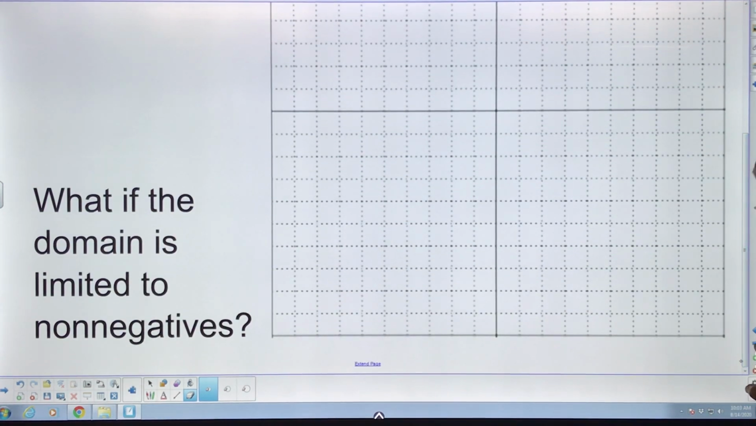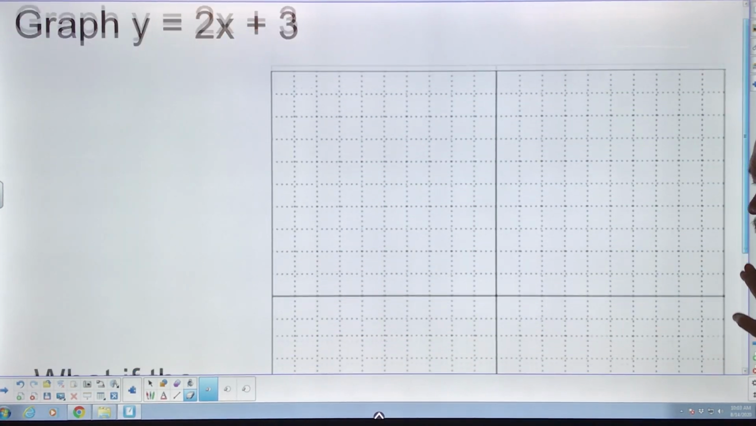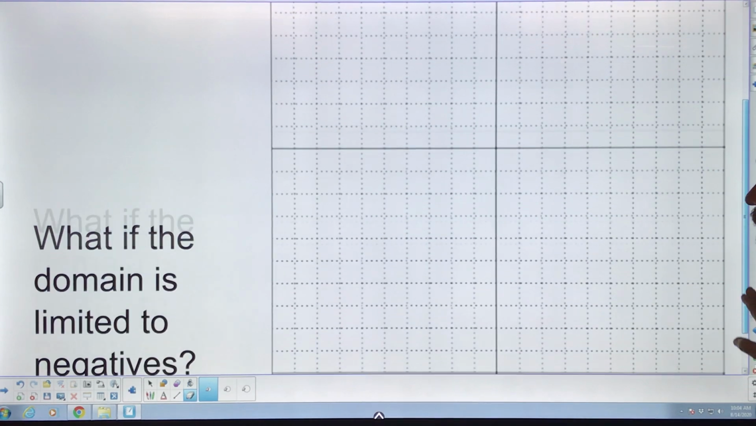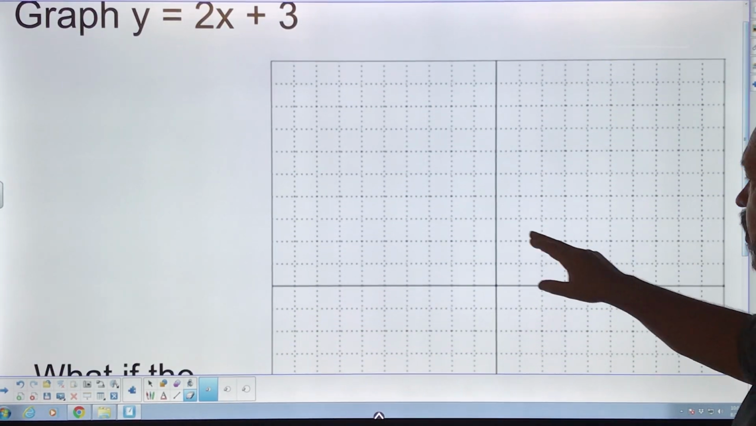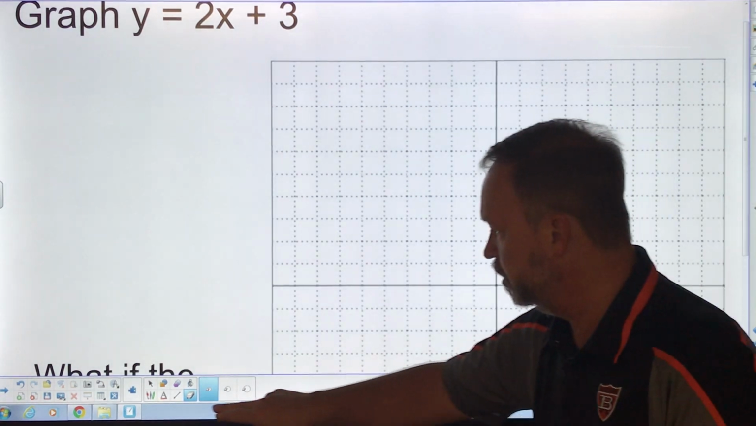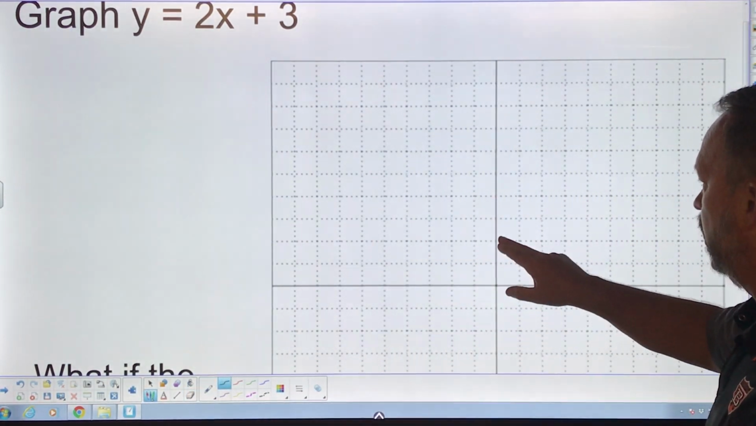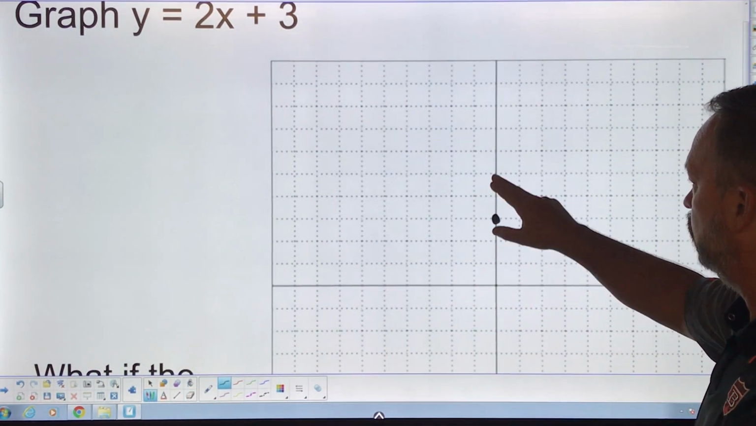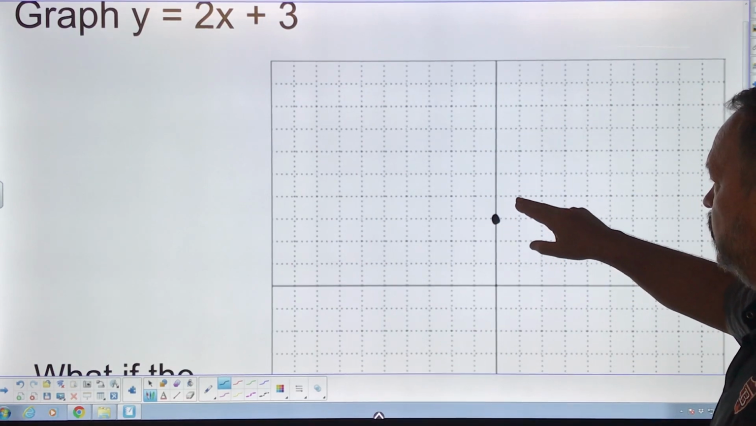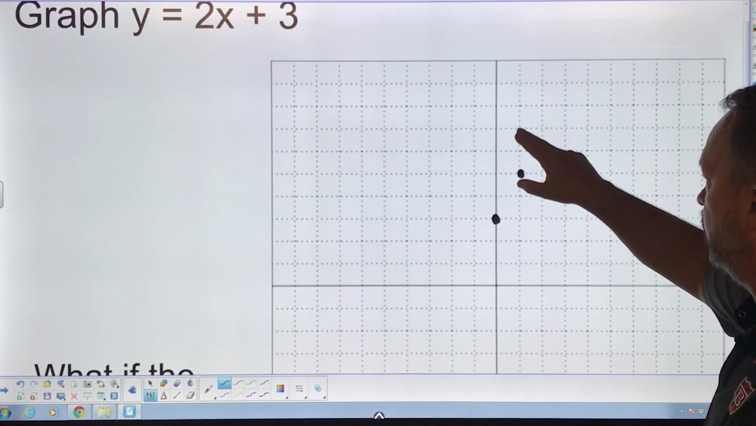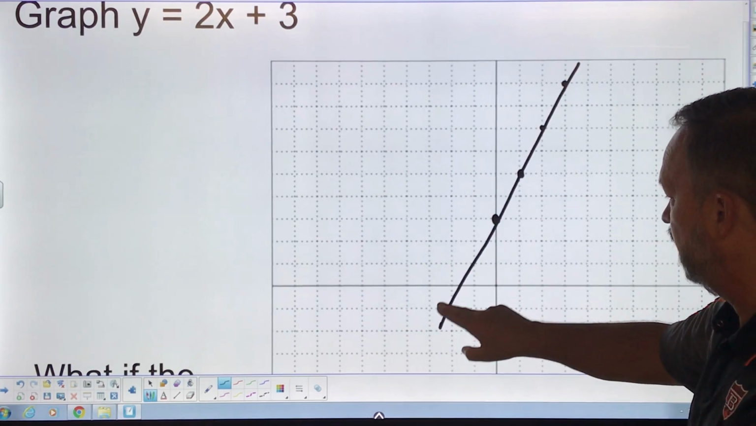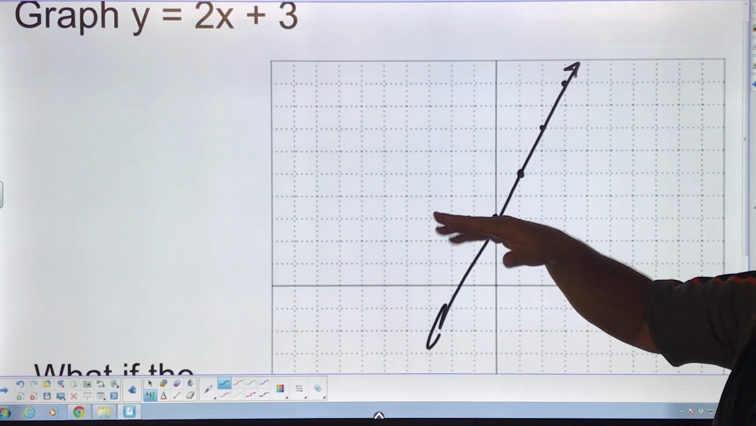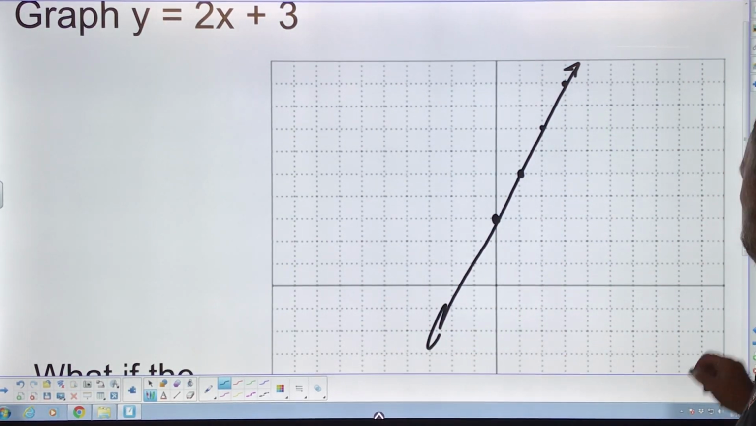So I've got the same graph. I'm going to graph it. Let me get my color one back out here. So y-intercept at 3, rise 2, run 1, rise 2, run 1, rise 2, run 1. And basically this is my graph. May not be beautiful, but it works.